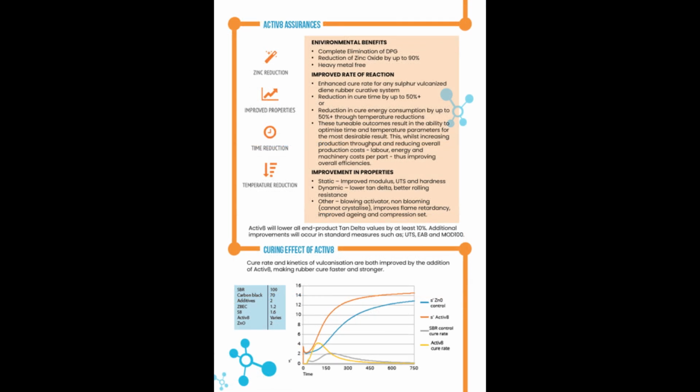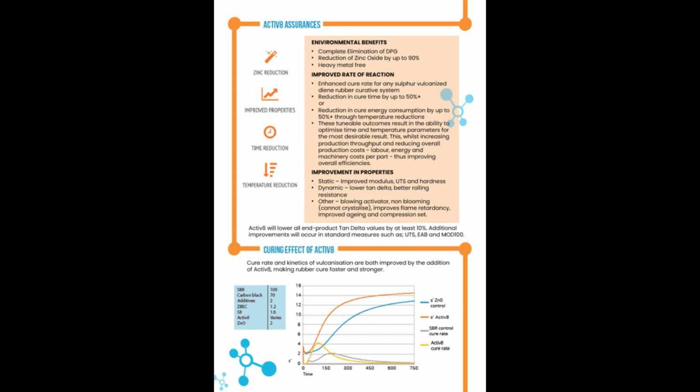Activ8 assurances. Environmental benefits include complete elimination of DPG, reduction of zinc oxide up to 90%, and being heavy metal free. Improved rate of reaction includes enhanced cure rate for any sulfur vulcanized diene rubber curative system, reduction in cure time by up to 50% plus, or reduction in cure energy consumption by up to 50% plus through temperature reductions. These tunable outcomes result in the ability to optimize time and temperature parameters for the most desirable result.